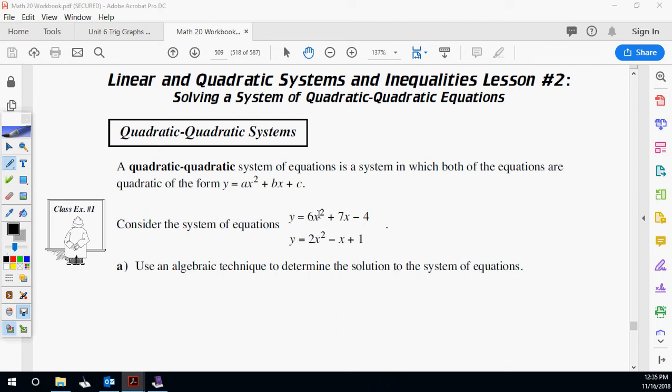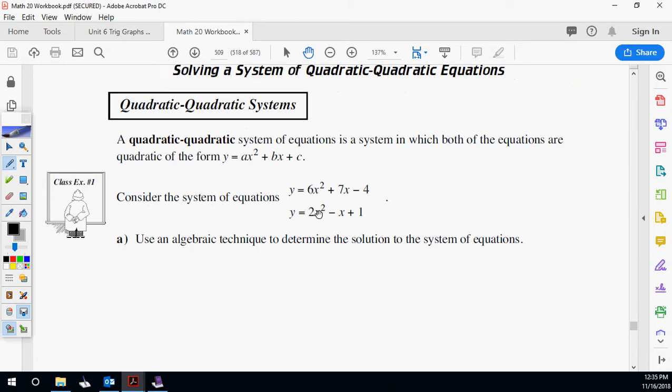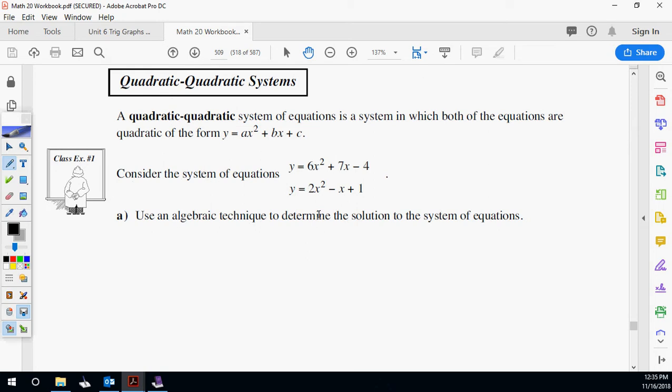Okay, so we got Unit 6, Lesson 2. Just a one-pager, so let's get this done quickly here. You guys did quadratic to linear last time. We did the warm-up, that's a parabola and a line. Now we're doing quadratic to quadratic. Quadratic to quadratic is a system of equations where both equations are quadratic, obviously.